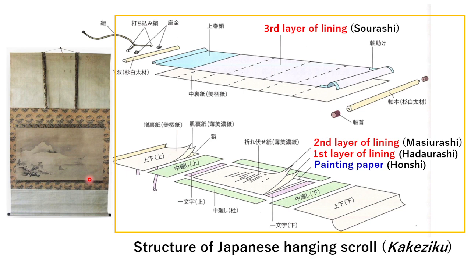on Japanese paper. This is the structure of a disassembled hanging scroll seen from the backside. You can see that the bottom side is the painting paper, and generally three kinds of different lining papers are attached to the back side of the painting paper. The first layer of the lining paper is called hadaurashi, which supports the painting paper directly. And the last parts of the scroll are composed of silk for decorative reasons.